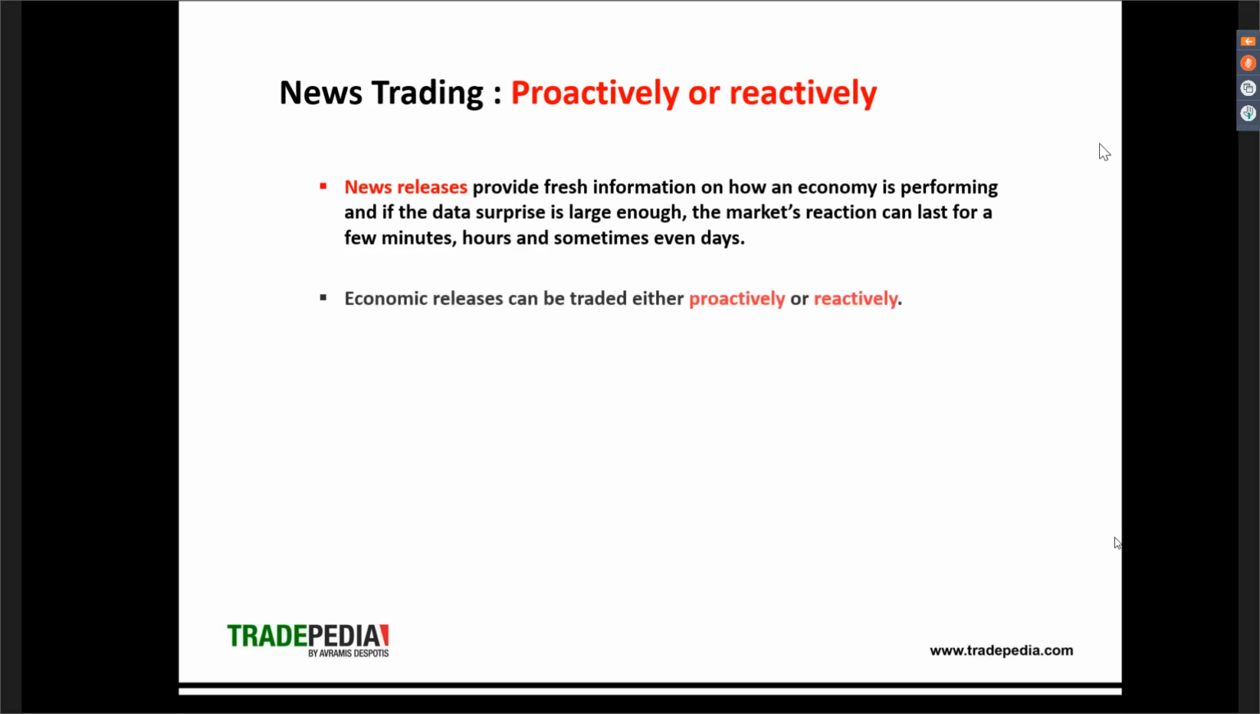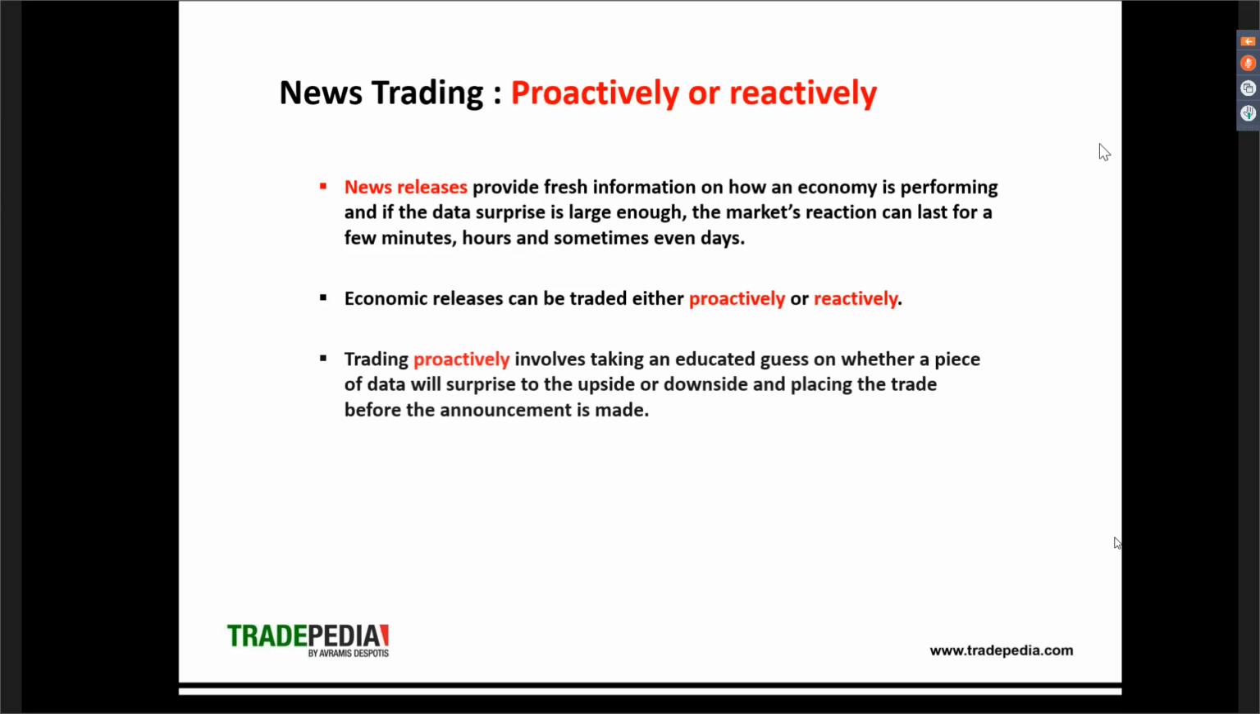Now, economic releases can be traded either proactively or reactively. Trading proactively involves taking an educated guess on whether the piece of data will surprise to the upside or to the downside, and placing a trade before the announcement is made. So it involves taking an educated guess about what this announcement is going to be, taking the position before the news, and praying that you got it right.